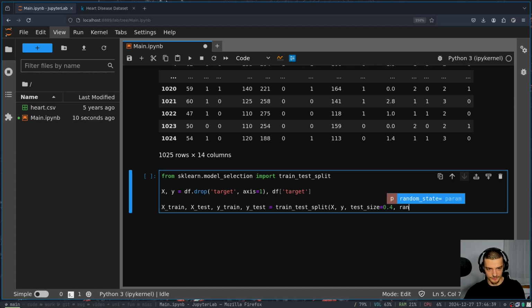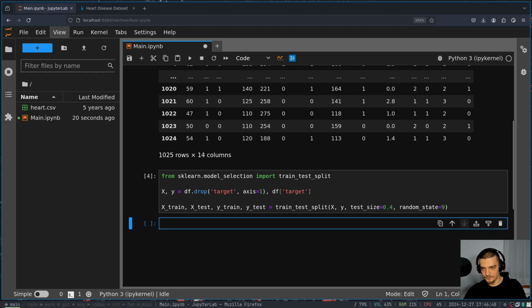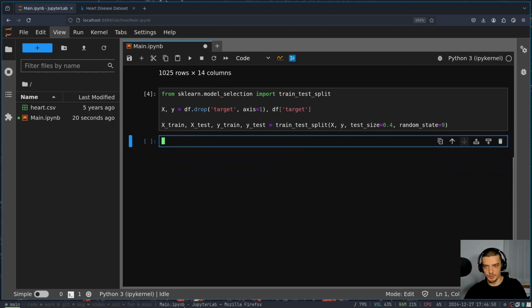And we're also going to provide a random state, 9 for neural 9, just to make sure we have the same results every time we run this, because otherwise, of course, it's random. So xtrain, xtest, ytrain, ytest. And then we're going to start with the scale insensitive models.